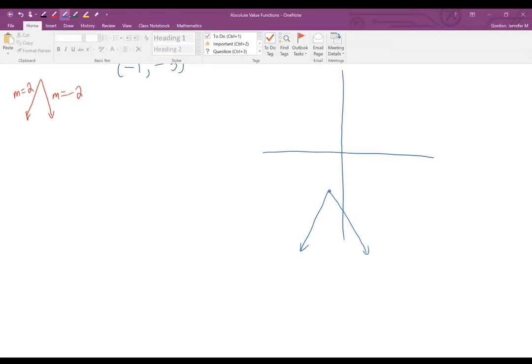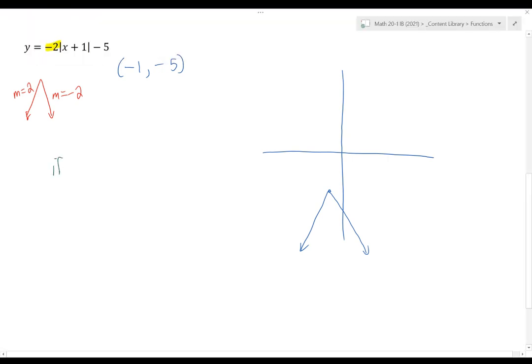So if I think about what this would be, if x is less than negative 1, that's one side of this graph. And if x is greater than or equal to negative 1, that's the other side. In other words, the x value of the vertex is the critical value, or what value of x would make this expression inside the absolute value equal to 0. That's my borderline. So if x is less than negative 1, then x plus 1 is going to be less than 0, which means that the absolute value of x plus 1 has to be the opposite of x plus 1, which becomes negative x minus 1.